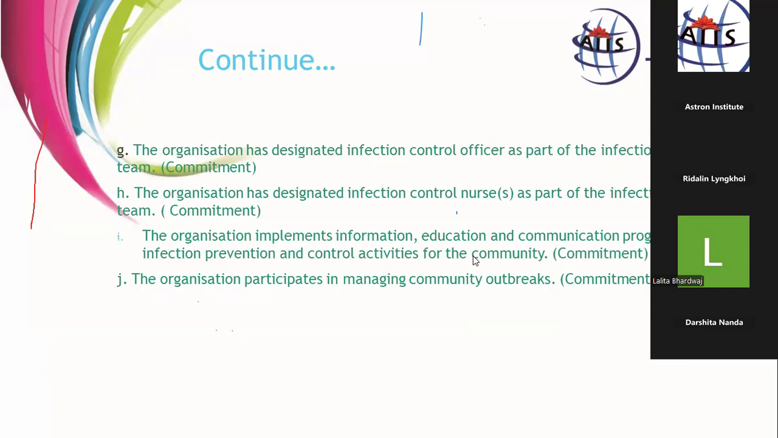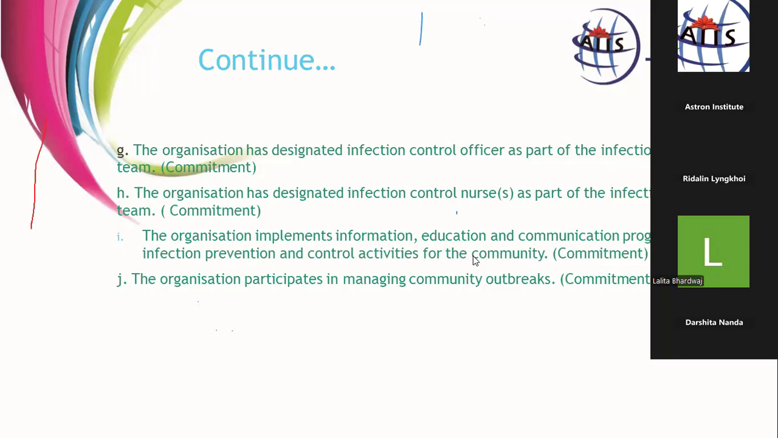G is the organization has designated infection control officer as a part of infection control team. This is also a commitment. The organization designates the infection control officer. This infection control officer should be a microbiologist, or if your organization is a small organization, any clinician or physician is also a part of this team and designated as the infection control officer. This designation and the job description are also written in the manual.